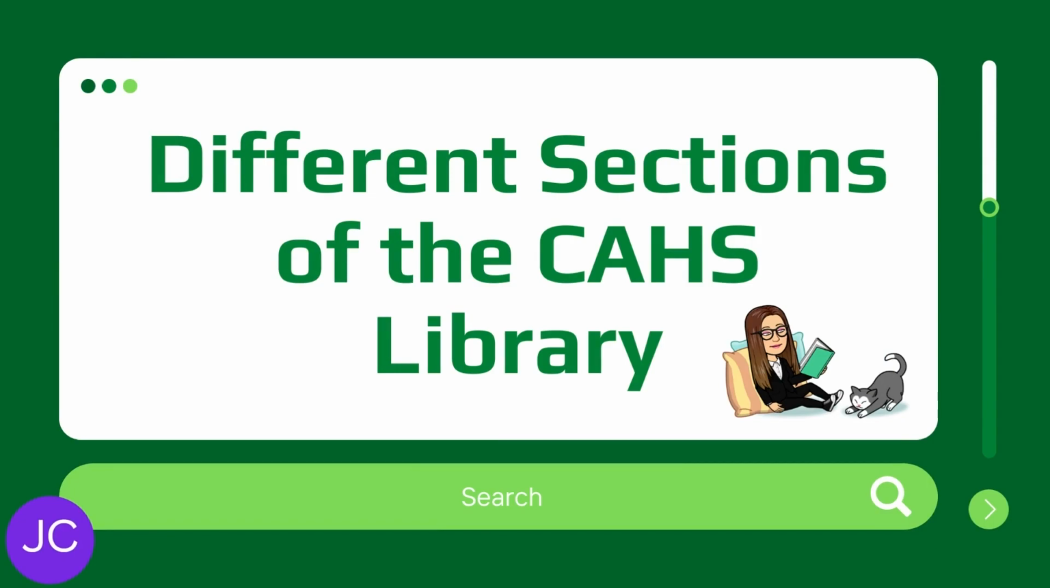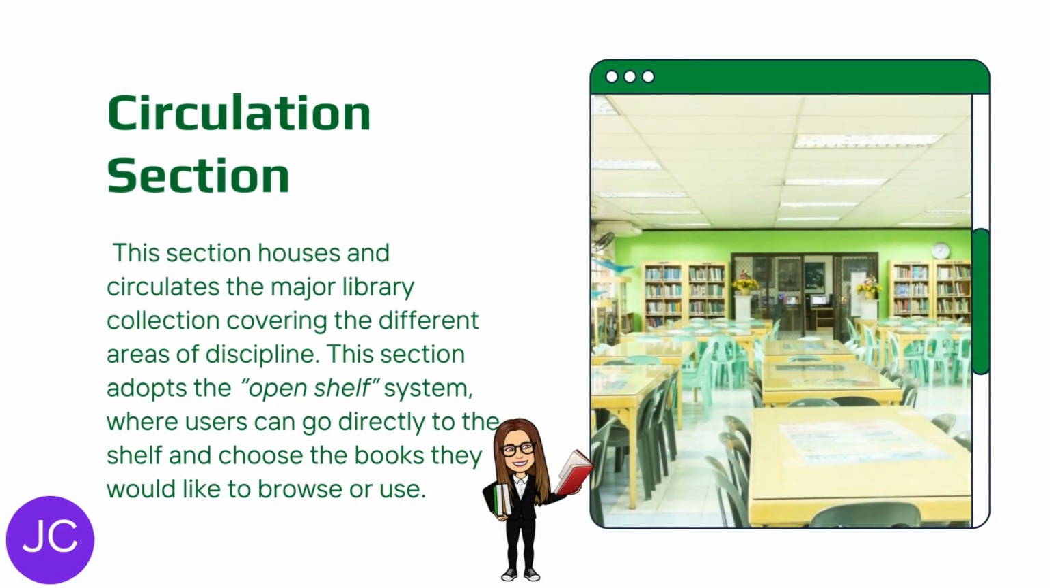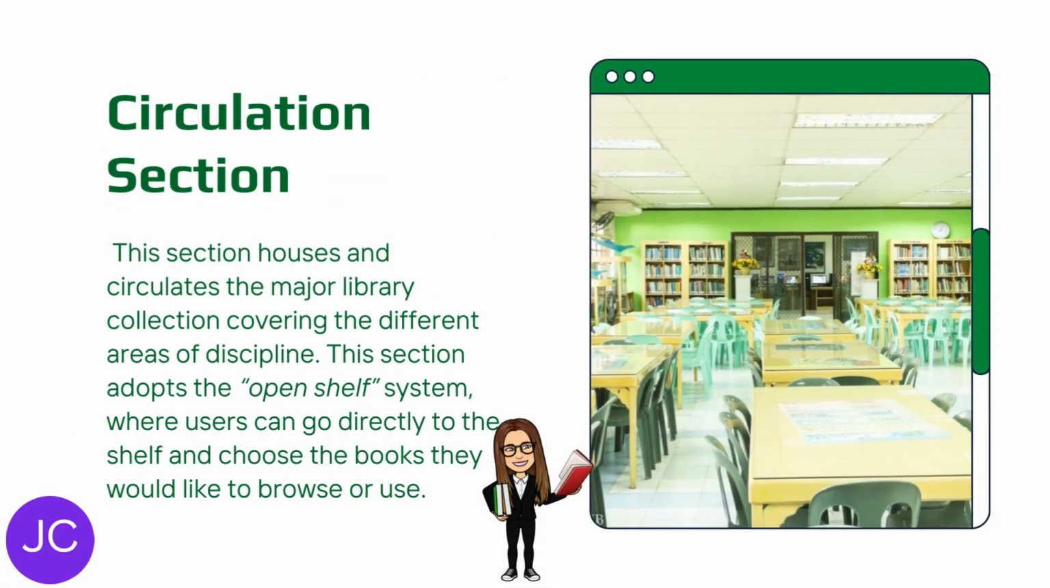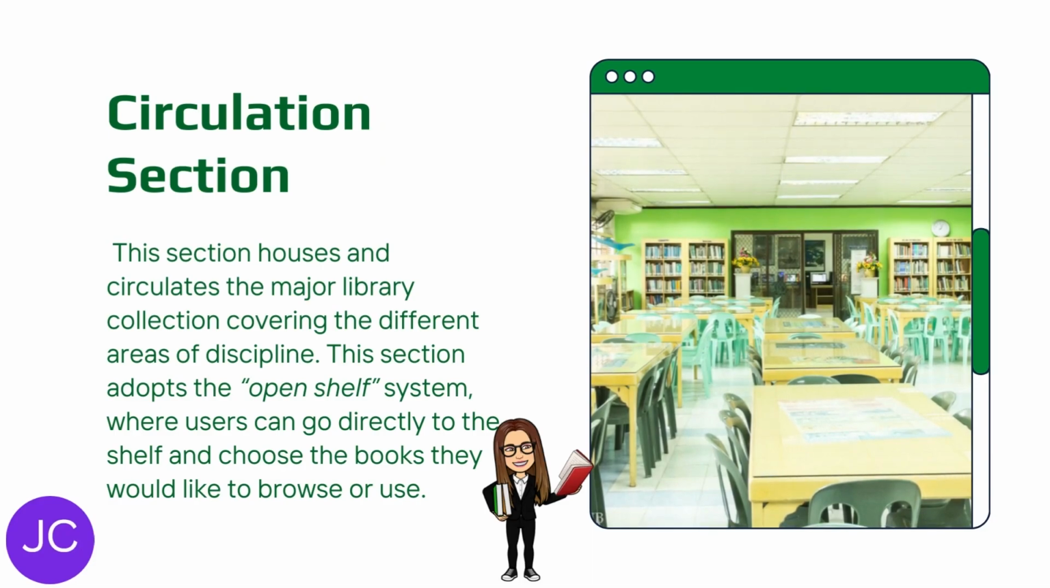And now, here are the different sections of the Cayetano Arellano High School Library. This is the circulation section. This section houses and circulates the major library collection covering the different areas of discipline. This section adopts the open shelf system, where users can go directly to the shelf and choose the books they would like to browse or use.